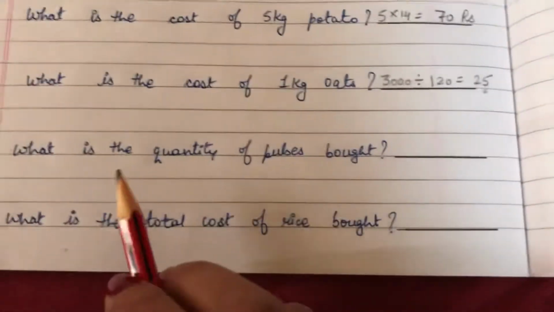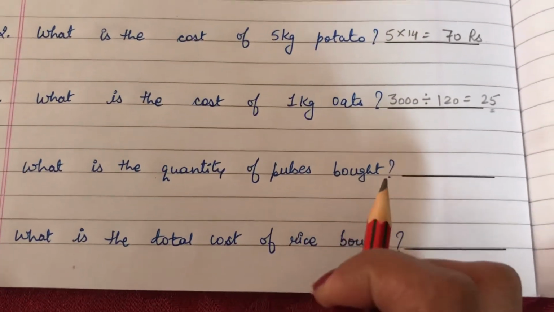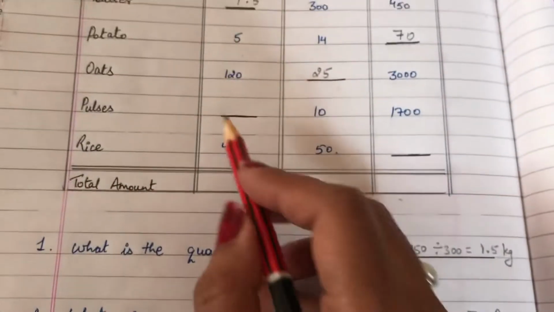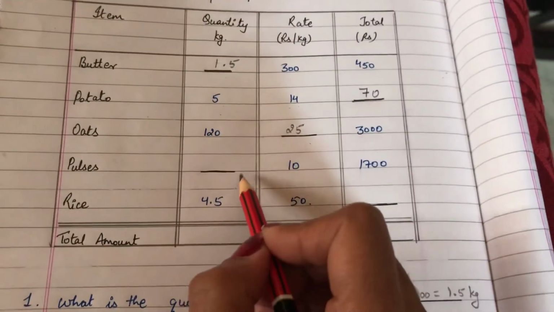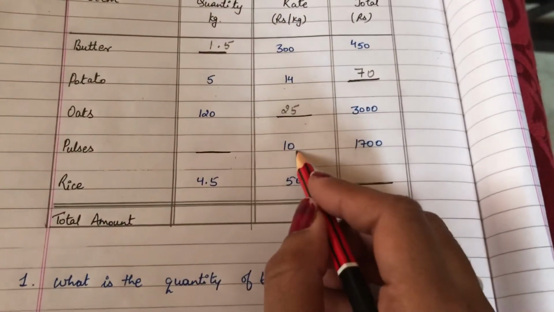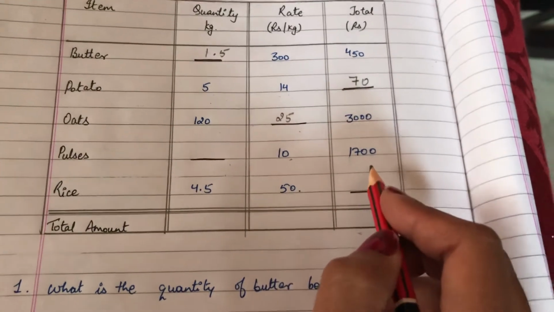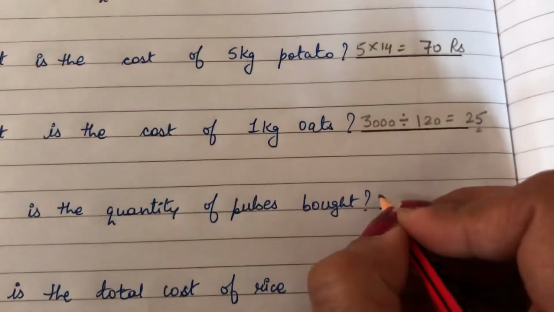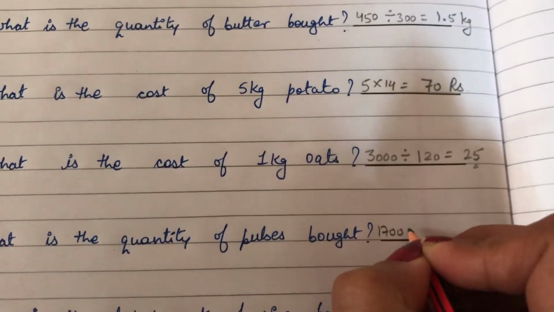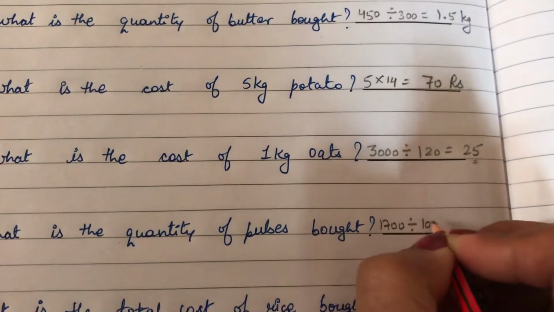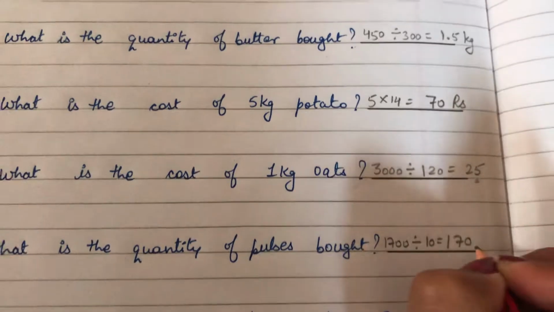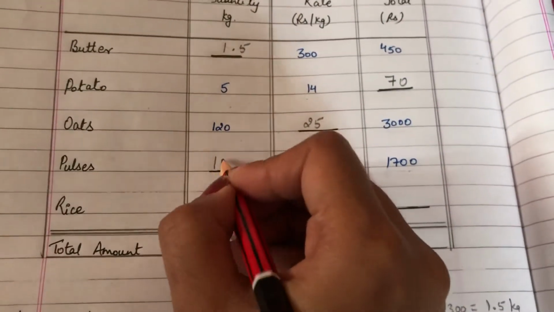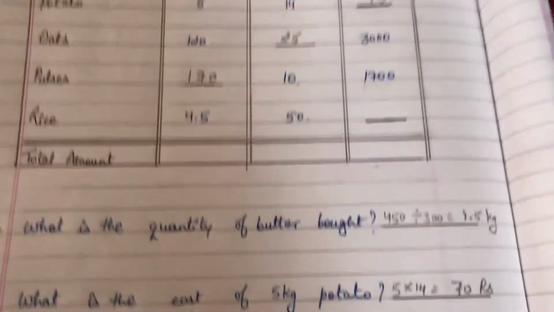Now next, what is the quantity of pulses bought? The quantity of pulses we have to find out. The rate per kg is given to us and the total amount is given to us. Now what do we have to do? We have to divide again. That is 1700 divided by 10. We will get 170. That means we have bought 170 kg of pulses.